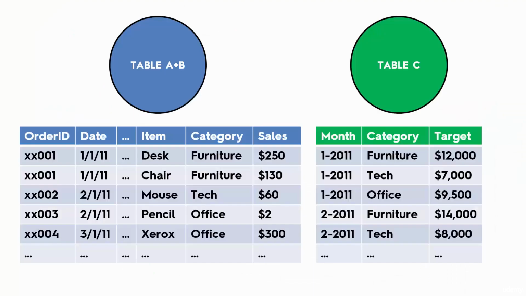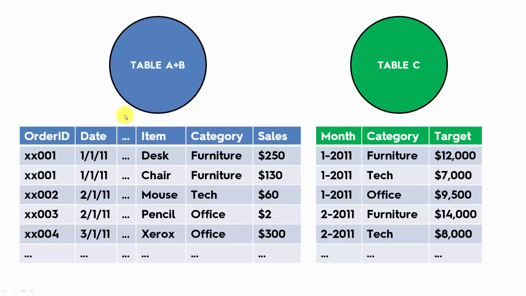Here, we've got two tables that we want to join: the table A plus B that we've already created through a join, and the table C, which is our sales targets. Table A plus B has information on order ID, the date, some more information, the item within that order, the category within which the item falls, and the sales that were generated on the item.